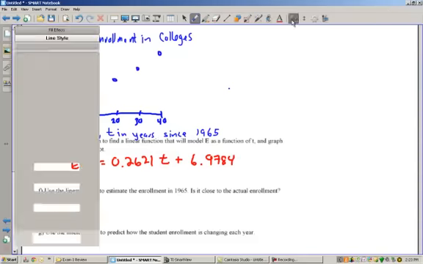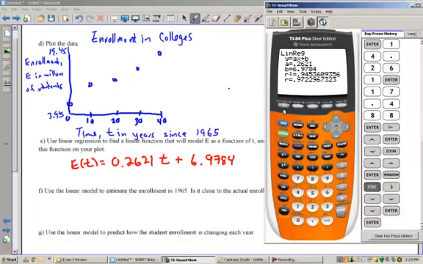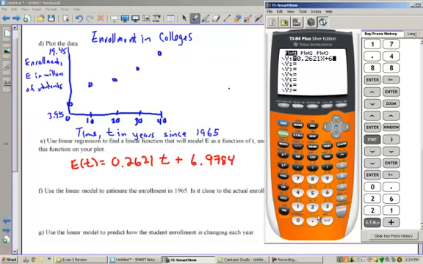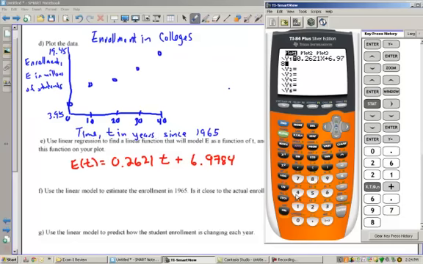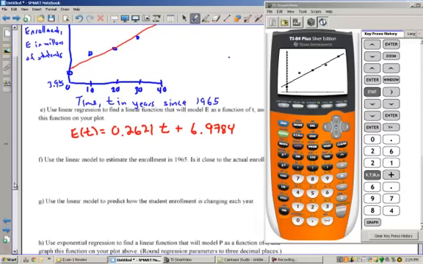All right, now I want to plot this on my plot. So I pull up my calculator again. I can put in 0.2621 x plus 6.9784. Hit the graph button. You see you get a nice looking line. It kind of travels through some of these points. So I get a line that looks kind of like that. It's just approximate. And then I want to answer these following questions.